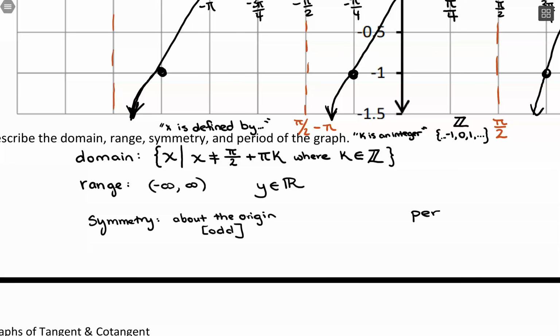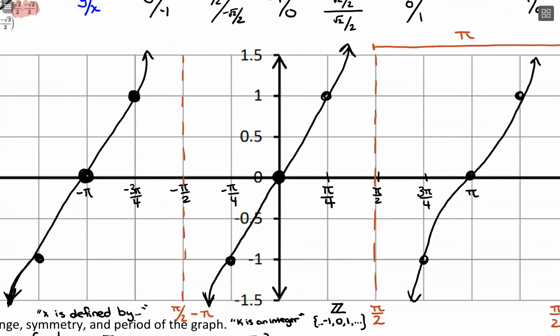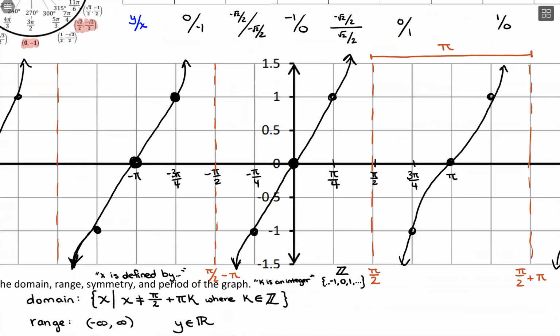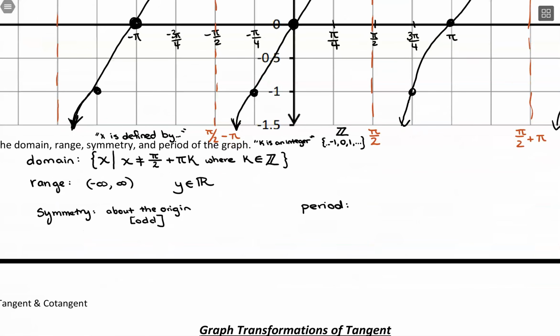And then our last piece is the period of the graph. For this, if we think of the behavior starting at that asymptote, then we see the behavior increasing up to positive infinity, and then we have our asymptote, and then it repeats the same thing. So the period is this distance that captures one full behavior of our tangent function, and that distance there is pi.